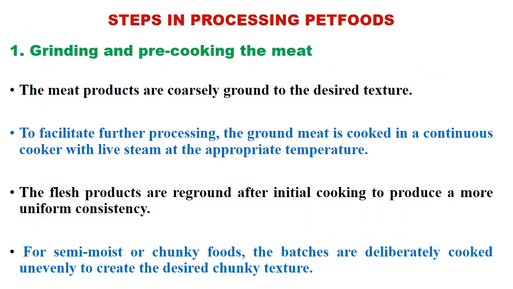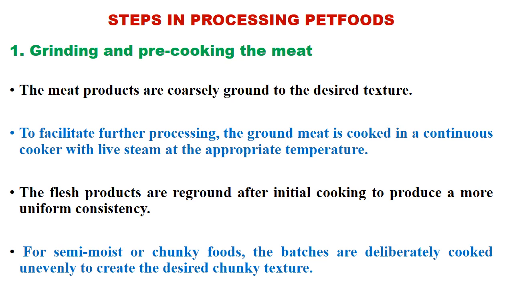Now we will discuss in details about the processing of pet foods, both for dry pet foods and wet pet foods. So in case of dry pet foods it undergoes extrusion, in case of wet pet foods it undergoes canning. So the first step is grinding and pre-cooking the meat. The meat products are coarsely ground to the desired texture. To facilitate further processing, the ground meat is cooked in a continuous cooker with live steam at the appropriate temperature. Then the flesh products are reground after initial cooking to produce a more uniform consistency.